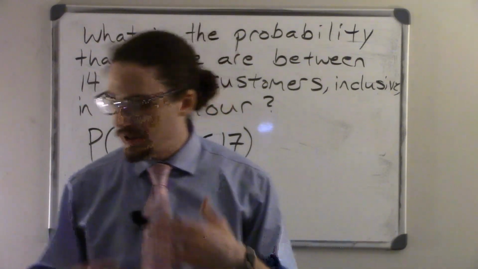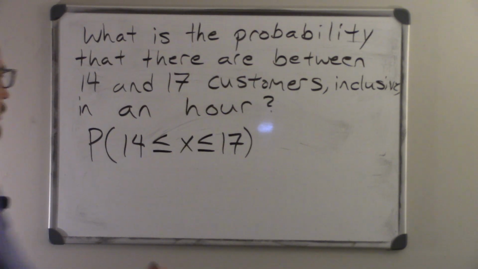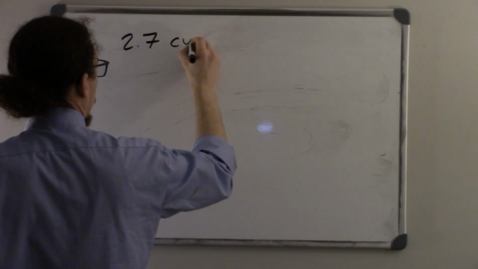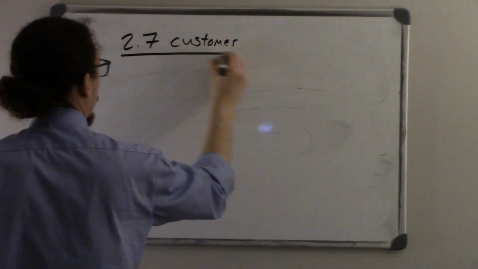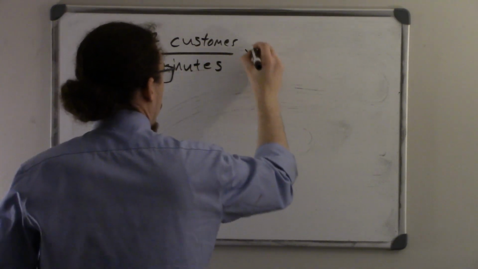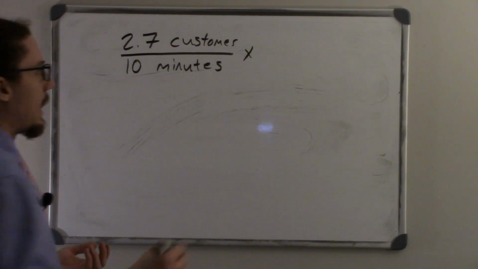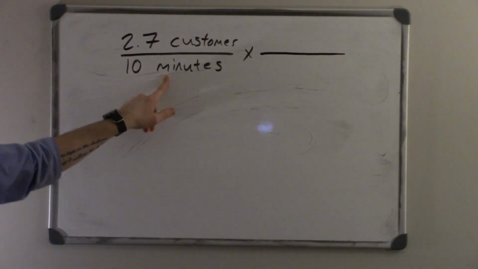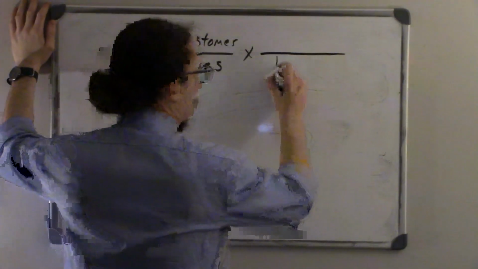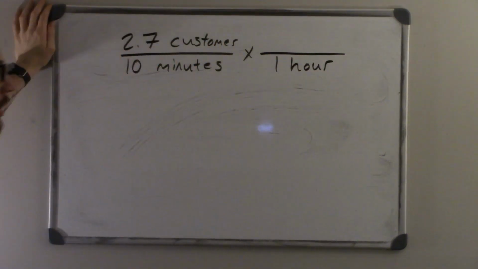So how do we do that? Sometimes it's very simple and you'll know exactly how to do it. Sometimes it won't be as simple, and you might get a little confused. If that happens, one thing you can always do is set up your initial information. My initial information was 2.7 customers for every 10 minutes. But we don't want it in 10 minutes, we want it in an hour. So we want to get 10 minutes out from underneath that average, and we want 1 hour to be there instead.